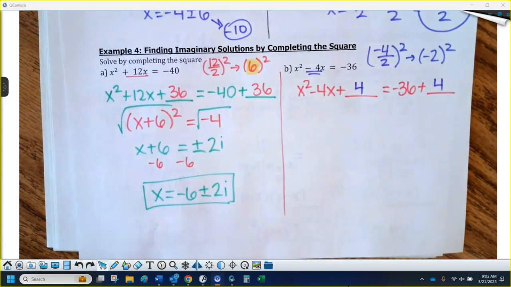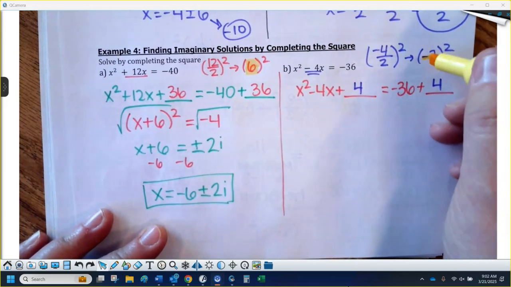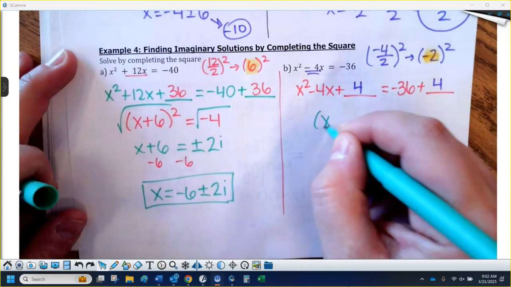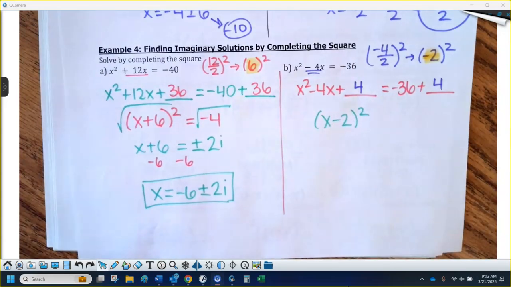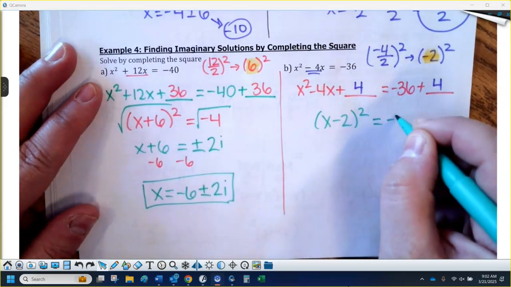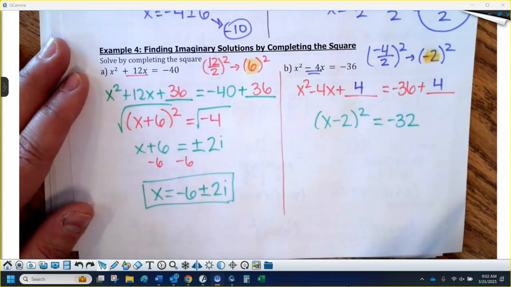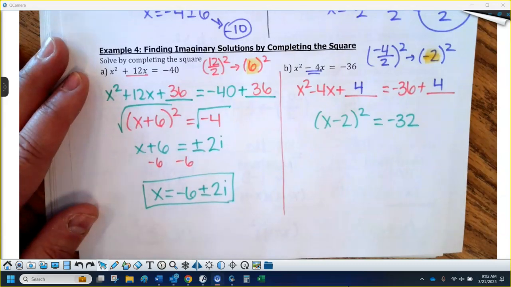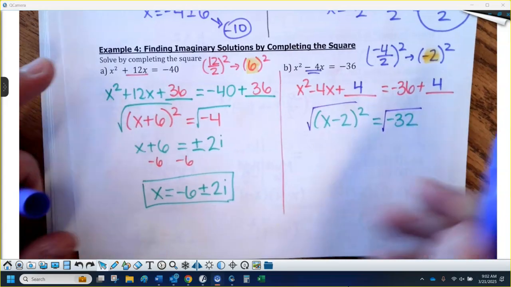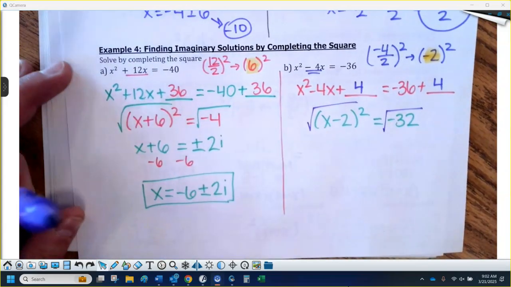All right, now, on your left side, whatever you square, I swear that's your factor, if you did it right. So multiply to get positive 4, add to get negative 4, negative 2, or we can just write x minus 2 squared. That would be the factored form of that. The other side, negative 36 plus 4, negative 32. And unlike the previous question, that's not a perfect square. So we're going to have to break that down a little bit. But very similar to the last question.